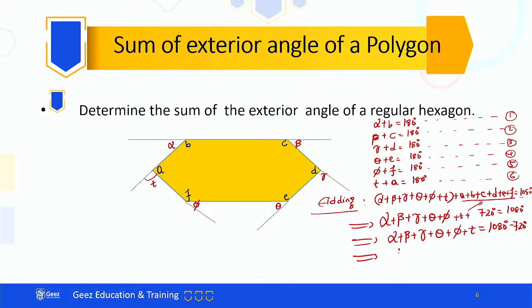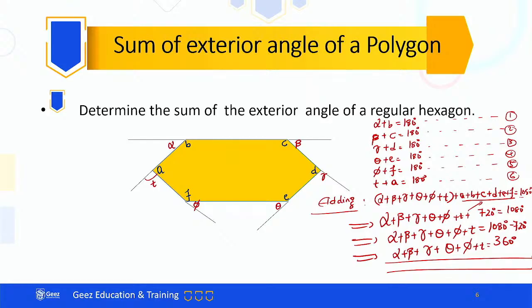So altogether, alpha plus beta plus gamma plus theta plus phi plus t is the difference of subtracting 720 from 1080, which is how much? 360 degrees. That's it. From this, we can generalize that the sum of the measures of the exterior angles of a hexagon is 360 degrees.